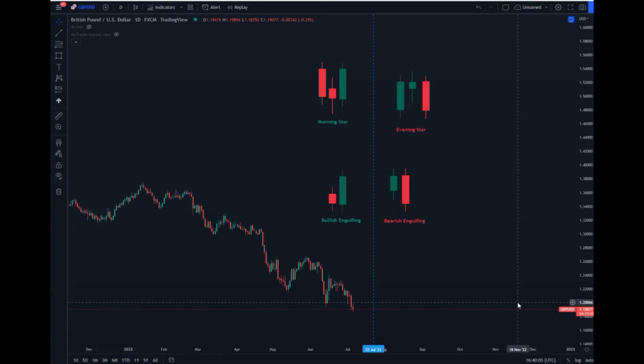retests. One of the most common methods used across so many traders, day traders, swing traders and even position traders.